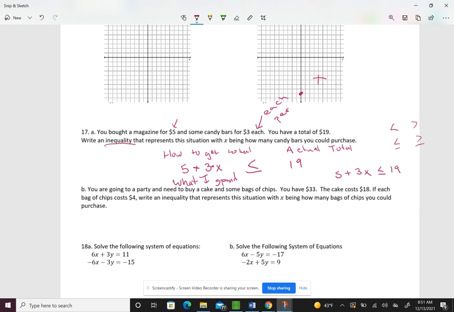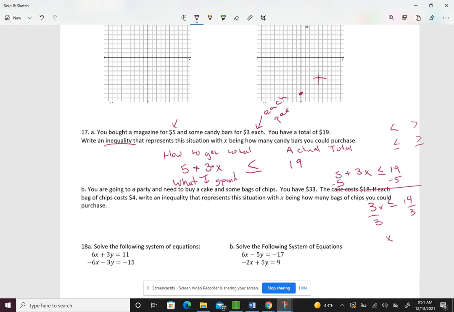Please make sure you guys pay attention. Sometimes they'll ask you to solve it. And so if we really needed to, we could subtract 5 from both sides, and I get 3x is less than or equal to 14. This one doesn't tell me to solve it, so it's no big deal.